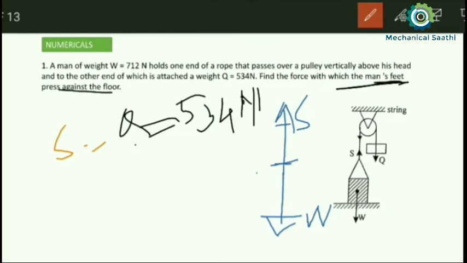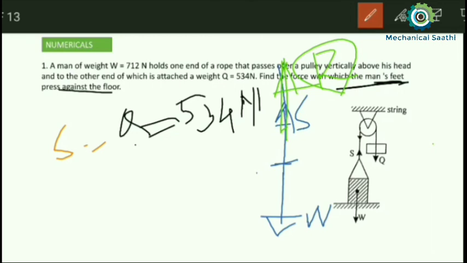And the reaction force will also be acting upward. Let me use another ink so that it can be clearly visible. So the reaction force, this will be R, will also be acting upward. So the net force acting upward will be equal to R minus S. From this you can calculate the force acting on the man's feet, which will be pressing against the floor.